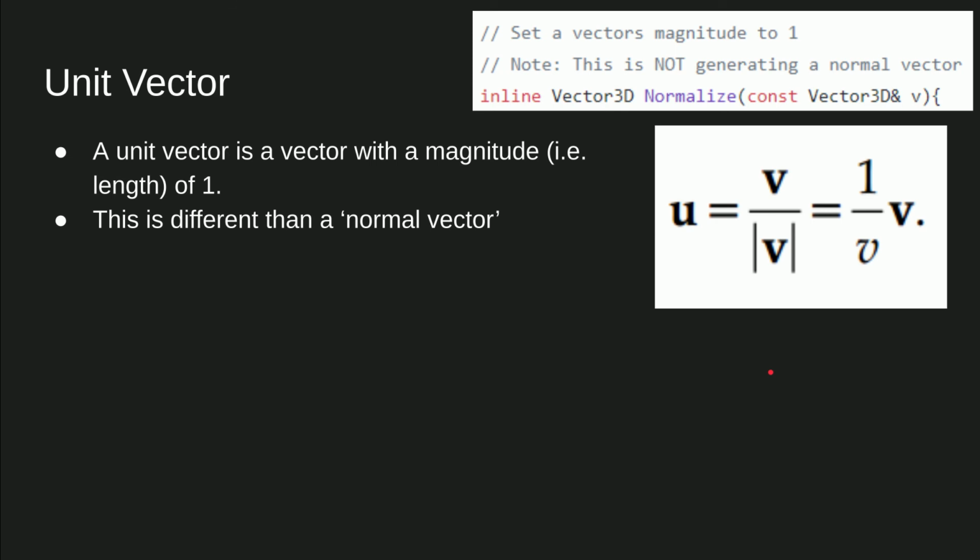Oftentimes when we're working with vectors, we want to normalize them. In order to do that, we often want to work with unit vectors. This is the idea of setting a vector's magnitude to 1. This function here is an example of what you'll do, which is normalizing the vector. It's not generating a new vector, it's just normalizing it so it's between the values of 0 and 1. So you won't see values like 4 and 3, but everything's within the same range of 0 and 1.